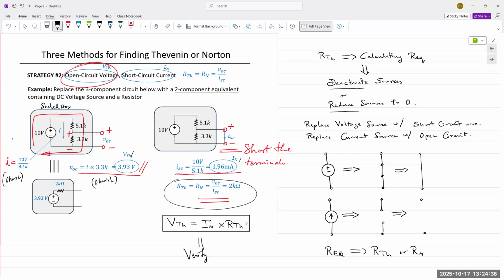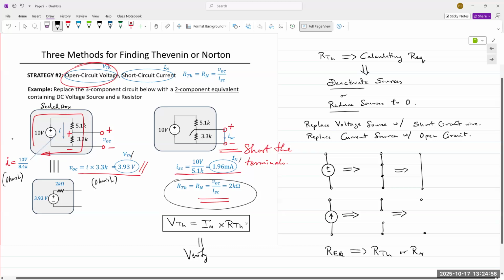So yes, absolutely. The concept here is, well, let's back up a bit. What is the resistance of a short circuit wire? 0. It's 0 ohms. And where is it connected? It's connected directly across the 3.3 kilo ohm resistor. So they are effectively in parallel.